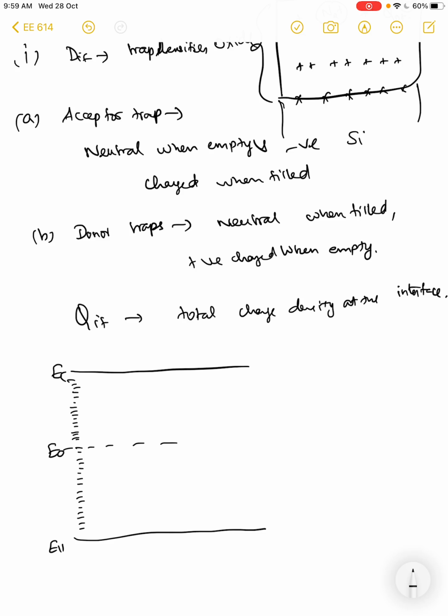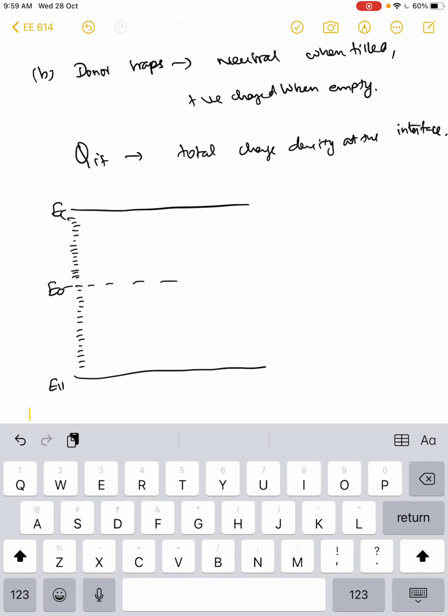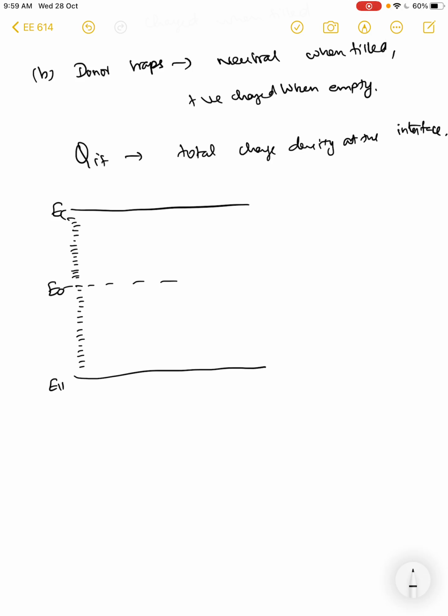entire material is neutral. So you always have some number of acceptor traps which are ionized, you have some amount of donor traps which are ionized, but when you do not have any charges in the bulk of the material, the entire semiconductor is to be neutral, right? So you will have some level E naught where you have an equal number of ionized acceptors and ionized donors, making the entire semiconductor neutral, right?